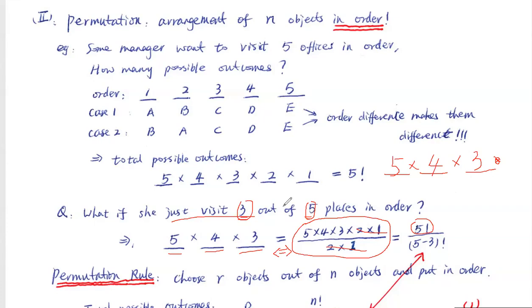Now, say I want to visit 6 out of 9 places in order. Everybody?